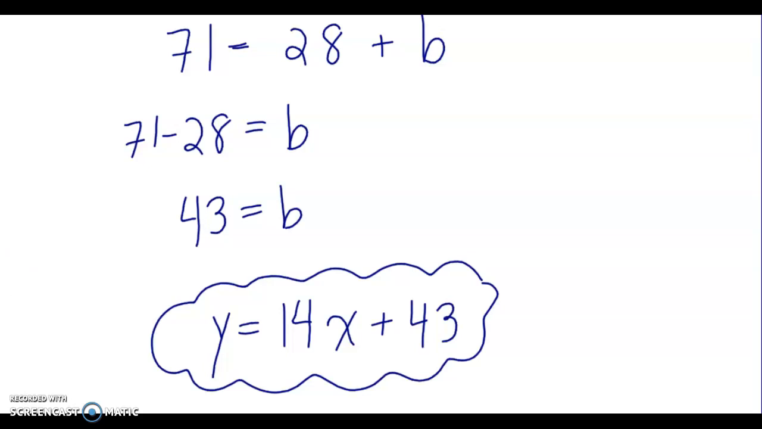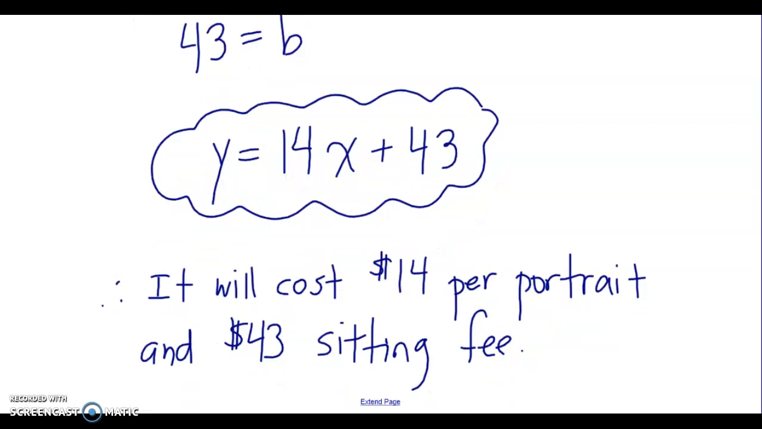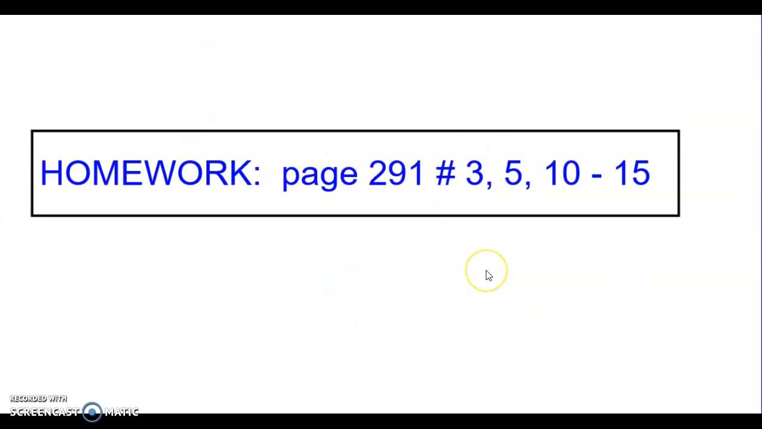Don't forget this was a word problem, so I should be ending with a statement. And there's my statement. It is going to cost $14 per portrait, and the sitting fee is $43. So you could turn to page 291, finish off these questions here on coming up with equations of lines.